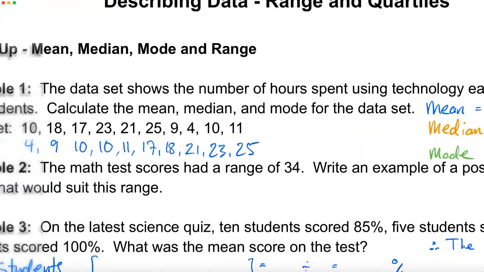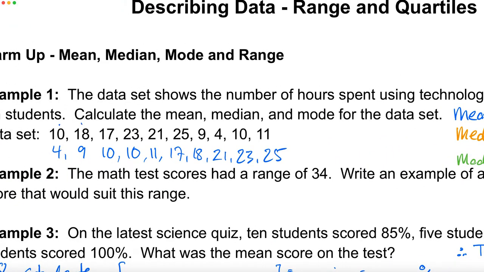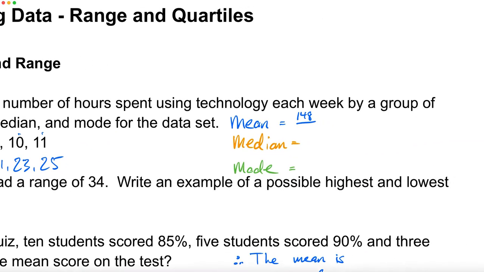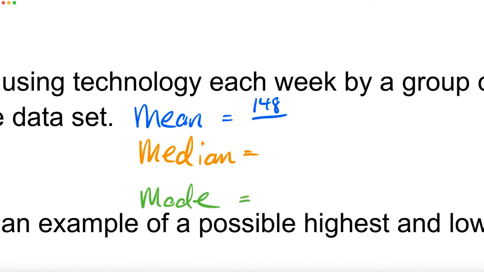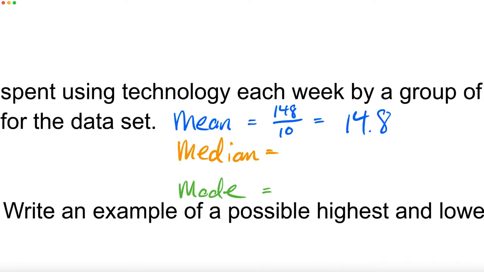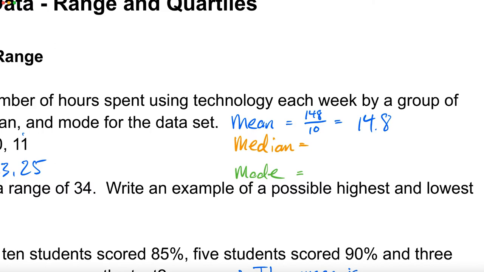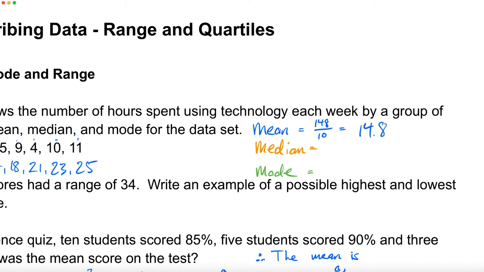And how many values did we have there? That's 1, 2, 3, 4, 5, 6, 7, 8, 9, 10. All right, so that's 10 values. So we're going to do some division. That's 148 divided by 10, and that's going to give us a mean of 14.8. That's our average amount of hours spent using technology each week.